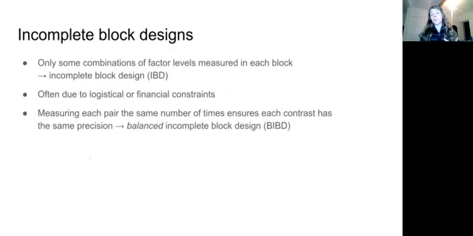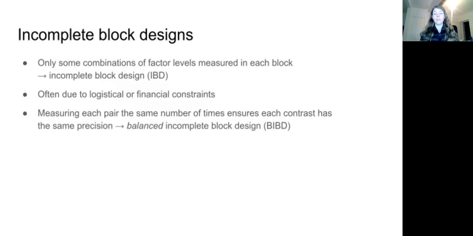Another slightly more complicated type of block design is an incomplete block design. In contrast to the randomized complete block design, only some combinations of factor levels appear here. And this approach is usually used due to some logistical or financial constraints. For example, if your incubator isn't large enough to fit all of your samples in a single experiment, or maybe you can't afford to buy all of the reagents needed to do a randomized complete block.